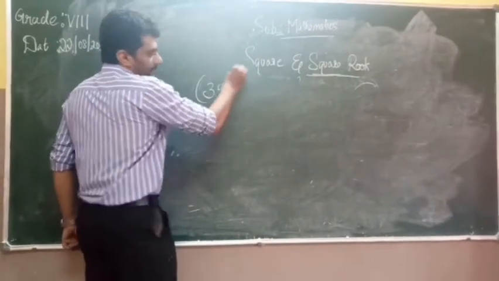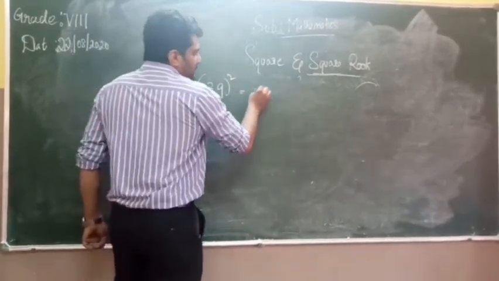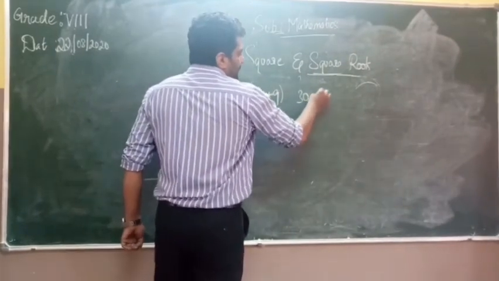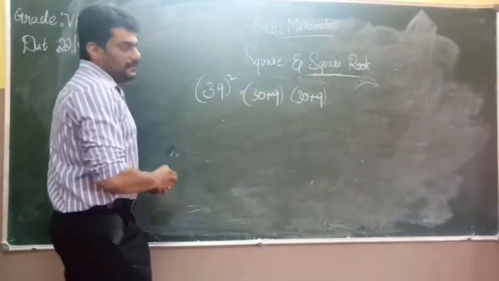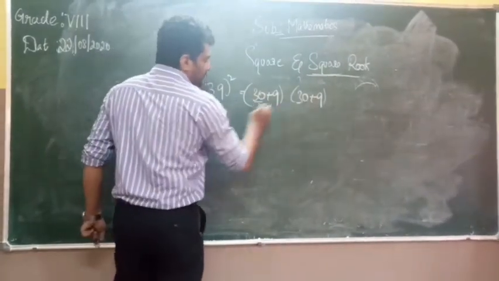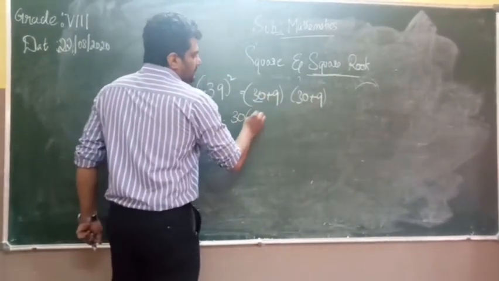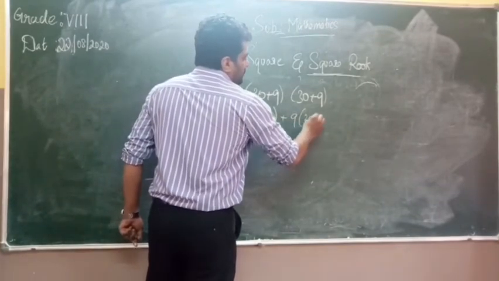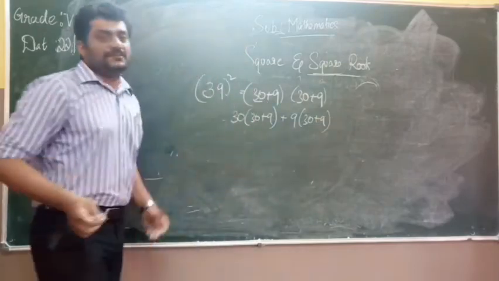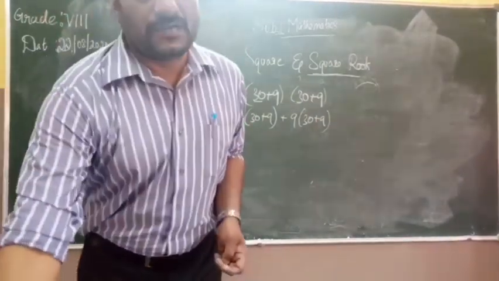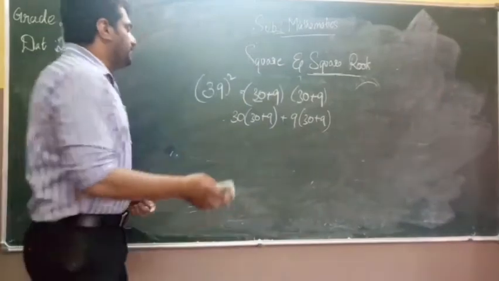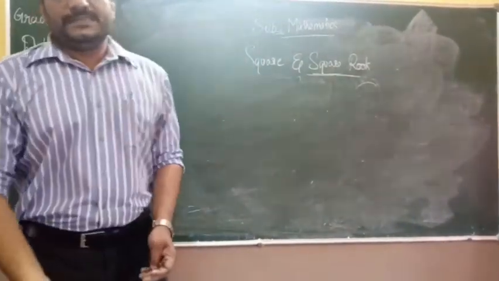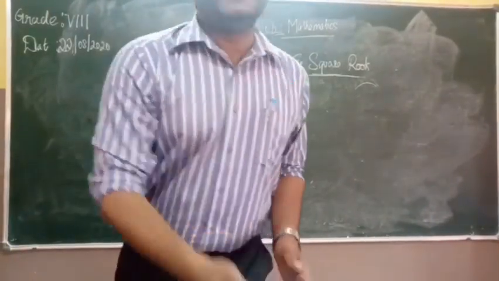39 square can be written as 30 plus 9 multiplied by 30 plus 9. What is the next step? We are first multiplying 30 plus 9 with these two: 30 into 30 plus 9, and 9 into 30 plus 9. The rest I want you to do and check the answer. The answer has to be 1521. If you get 1521, then it is correct. If you do not get it, check again.